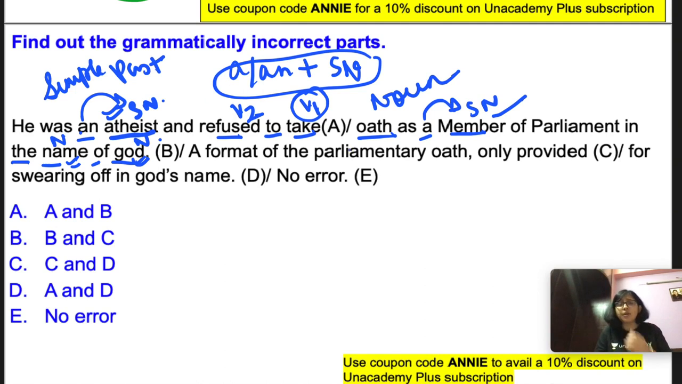A format of the parliamentary oath only provided for swearing off in God's name. Now here we are talking about a particular format, and that format belongs to the parliamentary oath. So a particular format is being talked about. So you have to use "the" and not "a." The format of the parliamentary oath only provided for swearing off in God's name. This is incorrect. Simply swearing in God's name.